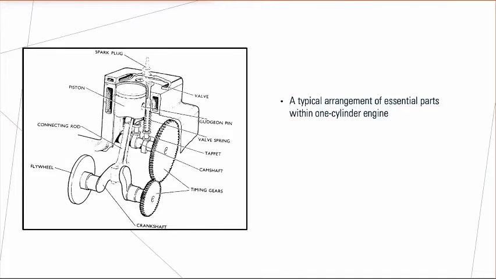And this is a typical arrangement of essential parts within one cylinder. As you can see here, you can see the spark plug above, and then the piston that connects to the connecting rod and is connected to the flywheel. And then we have the timing gears, the camshaft, the tappet, the valve spring, the gudgeon pin, and also the valve.